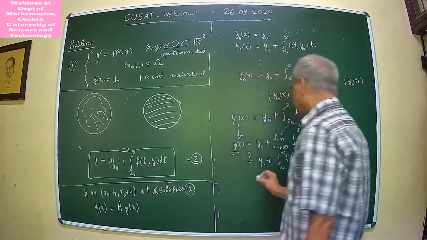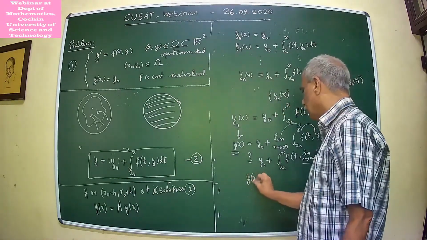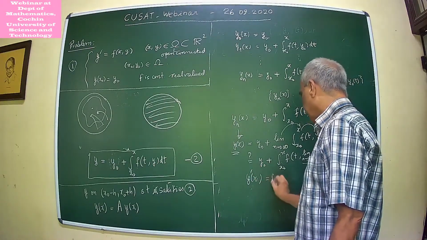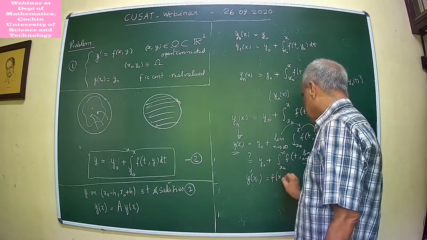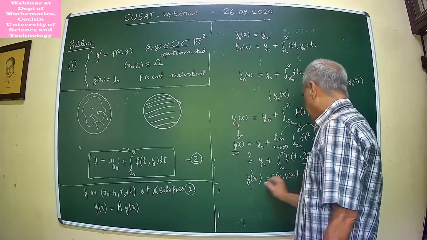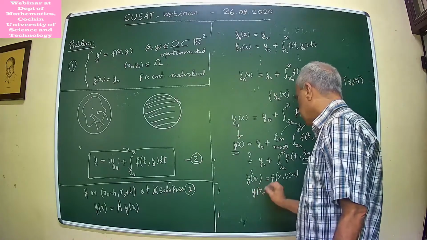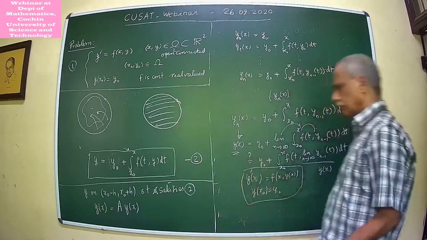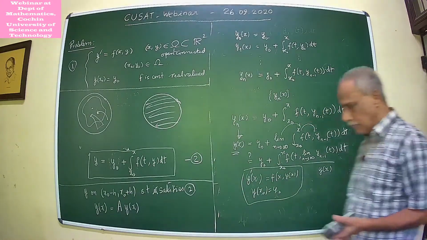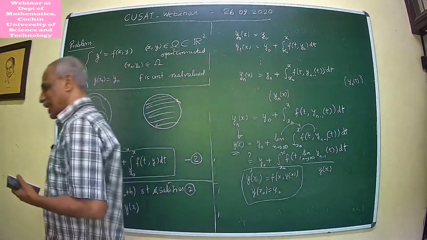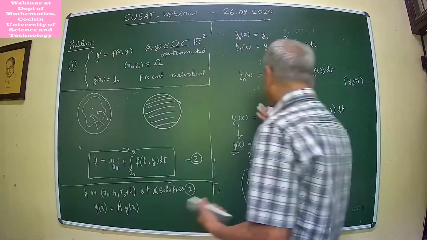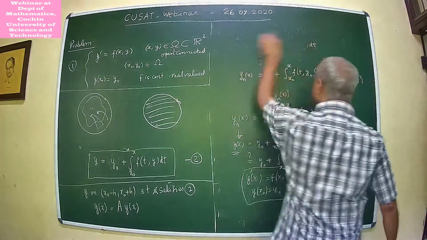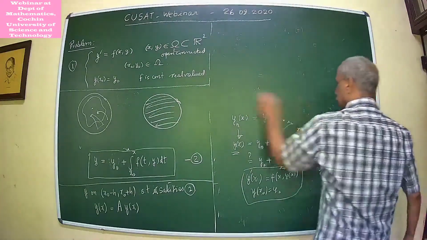And you can show that y'(x) equals f(x, y(x)) and y(x_0) equals y_0. Therefore, it is a solution of the initial value problem. Now the problem is choosing the right kind of space X. We have not done it for the problem. Now let me do the following, a small effort.